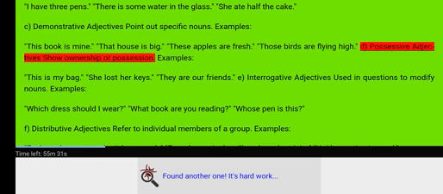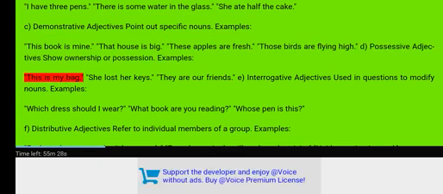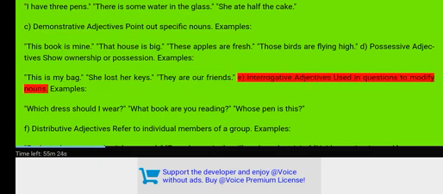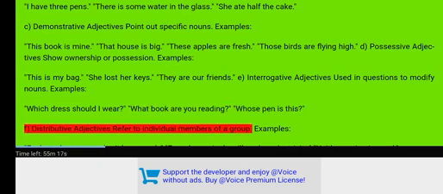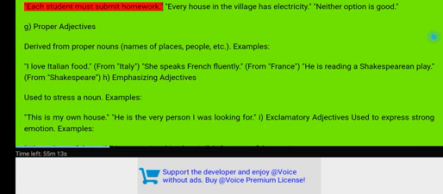D. Possessive adjectives show ownership or possession. Examples: This is my bag. She lost her keys. They are our friends. E. Interrogative adjectives are used in questions to modify nouns. Examples: Which dress should I wear? What book are you reading? Whose pen is this? F. Distributive adjectives refer to individual members of a group. Examples: Each student must submit homework. Every house in the village has electricity. Neither option is good.